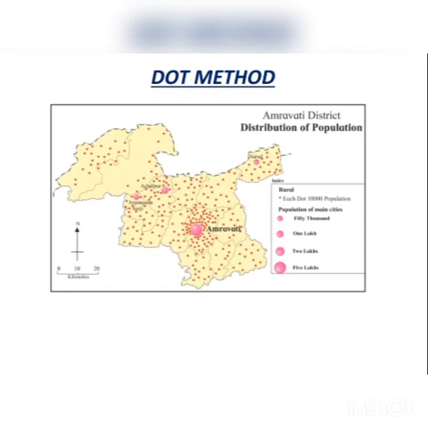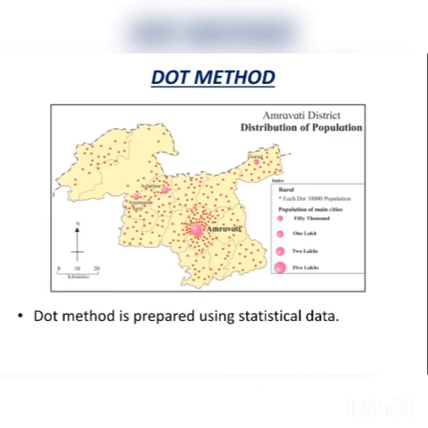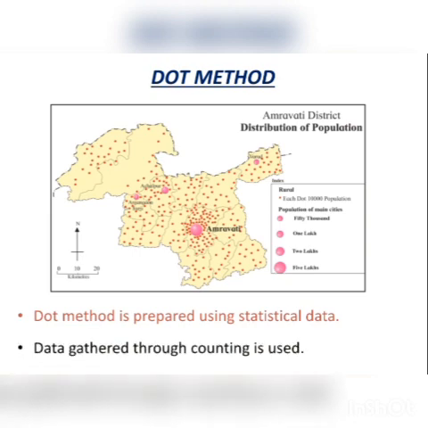You can see, students, an example of a dot method map on the screen. It is taken from your textbook. In a dot method map, you will see dots on the map. This dot method is prepared using statistical data. Data gathered through counting is used.